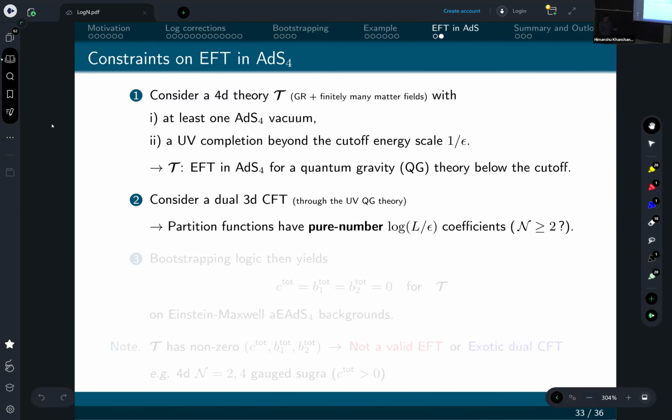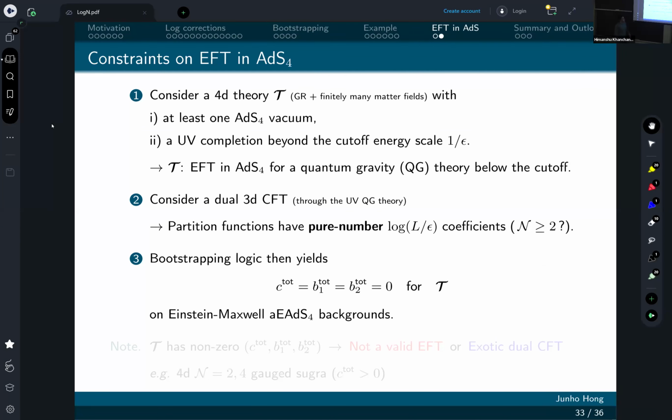Then, through the putative quantum gravity theory, you can imagine a dual 3D CFT, and now you assume the critical statement. Let's assume the partition function of this 3D CFT has a pure number logarithmic coefficient. This statement was, as I mentioned, confirmed in numerous examples for N=2 supersymmetric cases. But supersymmetry itself is not the key. Let's assume that the logarithmic contribution has a pure number coefficient. Then we can do the bootstrap argument and derive the same constraint. The heat kernel coefficient C(b1, b2) for our standard EFT has to be 0. Otherwise, okay, I can explain what happens otherwise here.